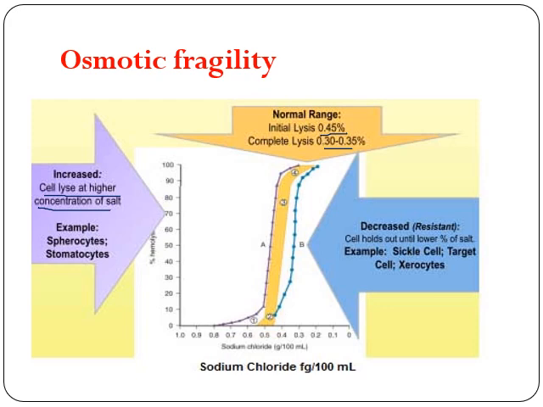Now osmotic fragility is decreased, meaning they resist lysis, in conditions like sickle cell anemia and target cells. That is a characteristic finding of thalassemia. So it can be seen in thalassemia, sickle cell anemia and xerocytes. So osmotic fragility is increased in hereditary spherocytosis and stomatocytes, and decreased in sickle cell anemia and thalassemia. So this was about osmotic fragility.